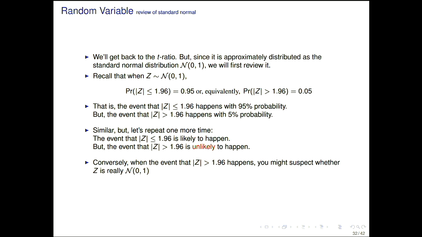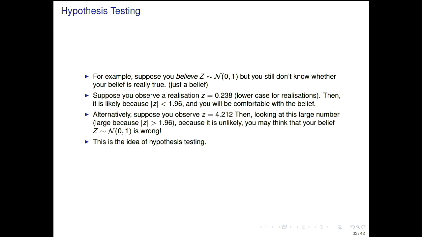Then you might suspect that what your friends said may not be right. Think about this. For some reason, you believe that the random variable has a standard normal distribution, and after running some experiment, it turns out that the realization is 0.238. In absolute value, this is less than 1.96, so you will be comfortable. Our belief must be right. This belief is still true.